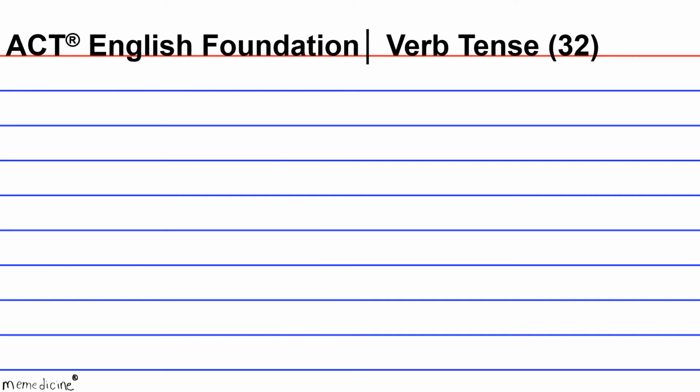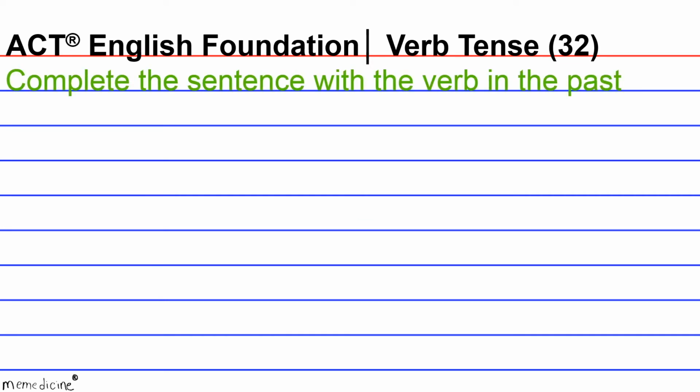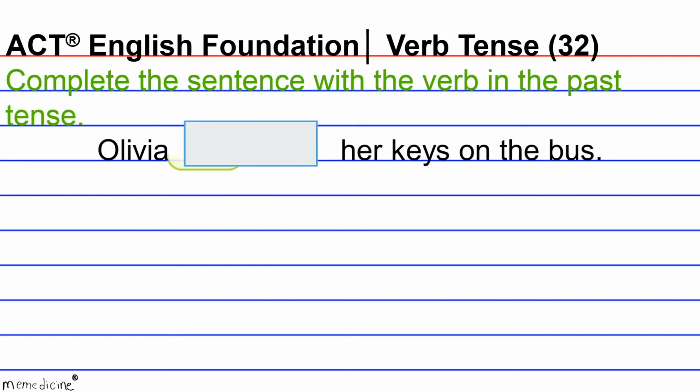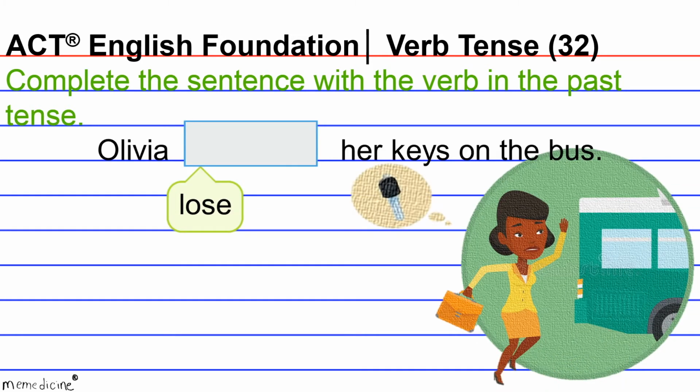ACT English Foundation, verb tense, question 32. Complete the sentence with the verb in the past tense. Olivia blanked her keys on the bus. The task here is to shift the tense of lose to its simple past tense verb form.